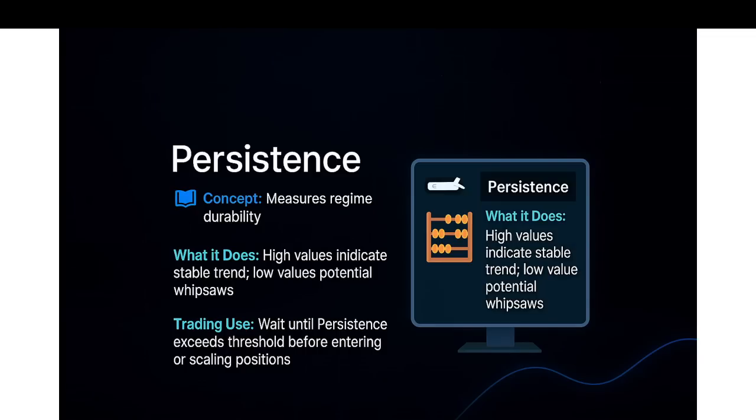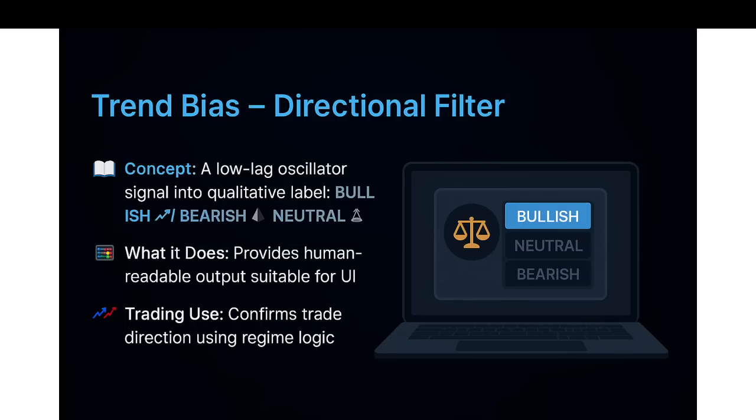Now a high persistence score indicates a durable trend. So you can size up, that is increase size, hold longer or let profits run. A low score warns of whipsaw risk, that is, now be conservative, reduce size or do scalps. This simple metric can supercharge your risk management.